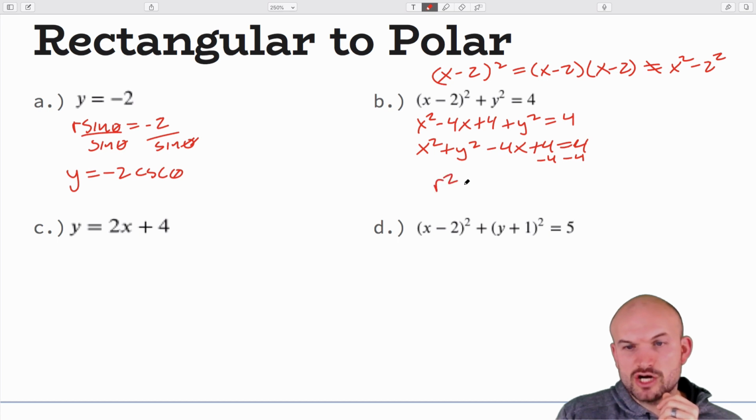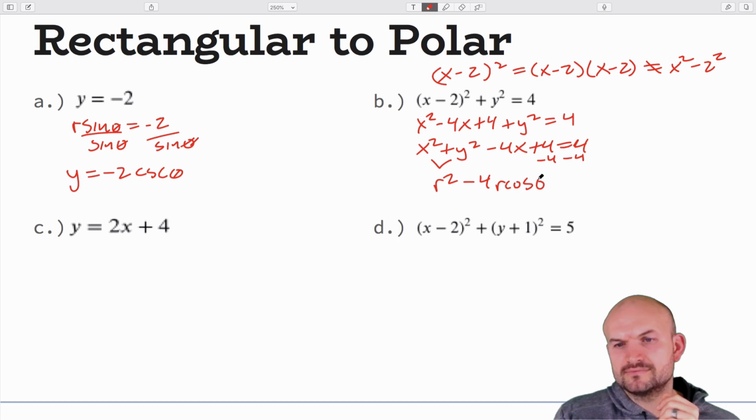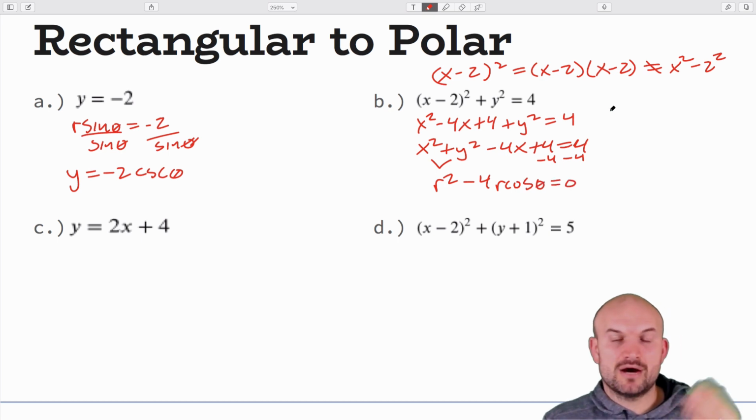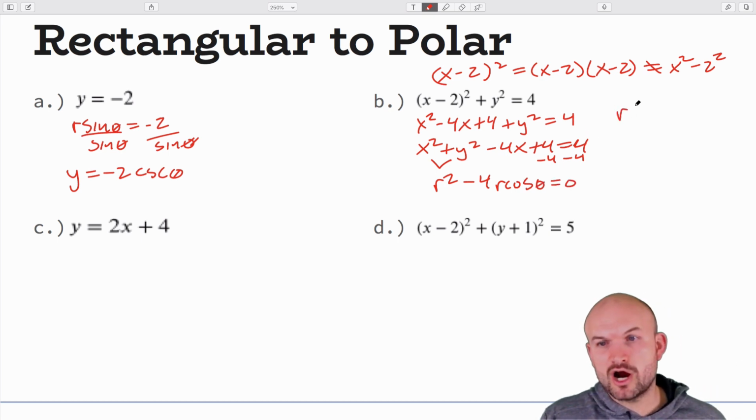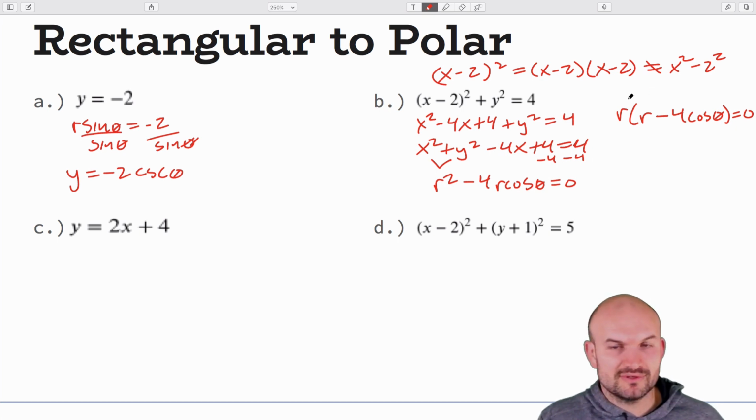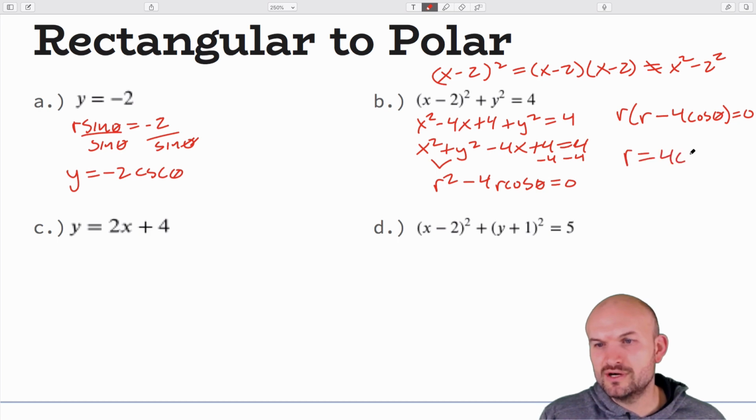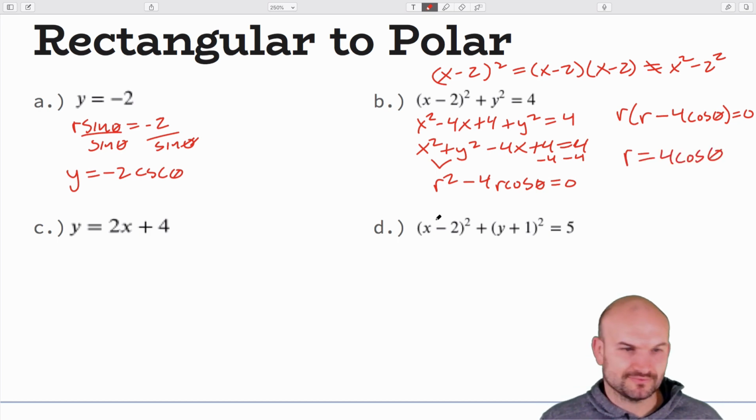This gives us r squared minus 4r cosine of theta equals 0. And again, we can't combine them, but we can factor out our r, and that'd be r times r minus 4 cosine of theta equals 0. And therefore the r equals 0 factor does not produce a new equation, so we can just focus on r equals 4 cosine of theta.